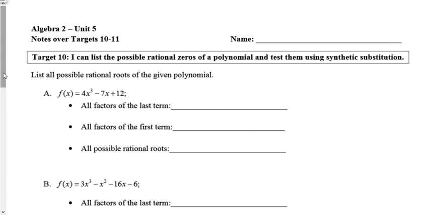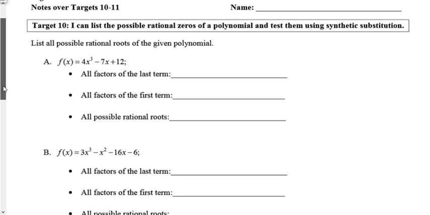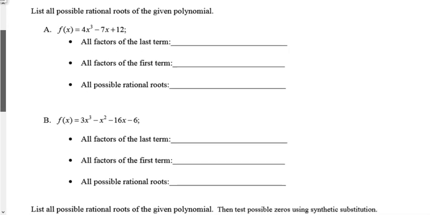Here are the notes for targets 10 and 11. Target 10 is: I can list all the possible rational zeros of a polynomial and test them using synthetic substitution. So we're going to be listing all of them and then testing them. And we already know how to test them because we already learned synthetic substitution and synthetic division.